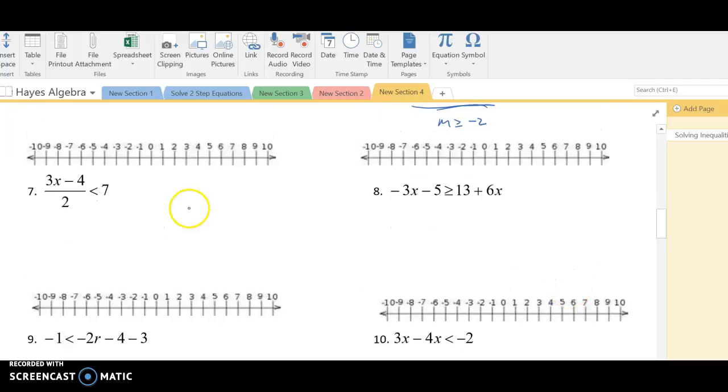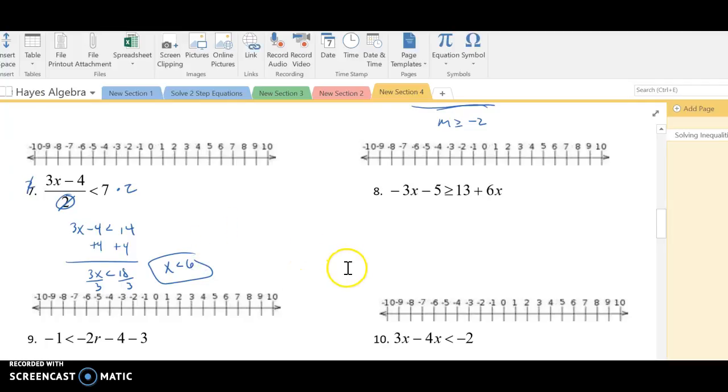All right, no different than number 7. I want to get rid of the denominator, multiply by it, which means I multiply the other side. 3x minus 4 is less than 14. Now it's a simple inequality to solve. 3x is less than 18, divide by 3, x is less than 6.